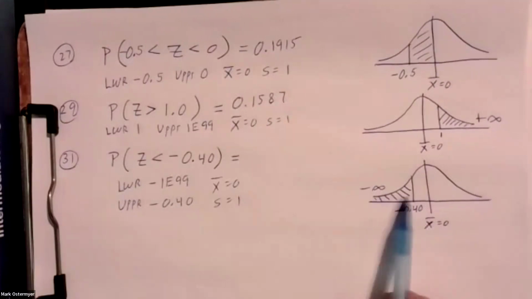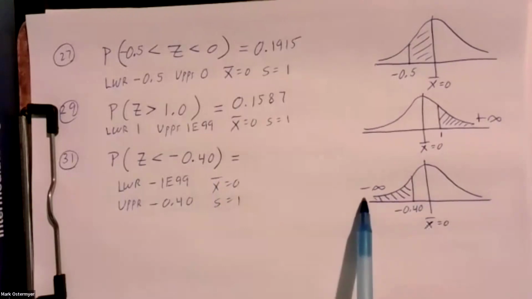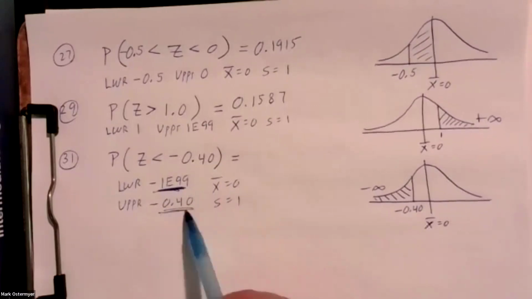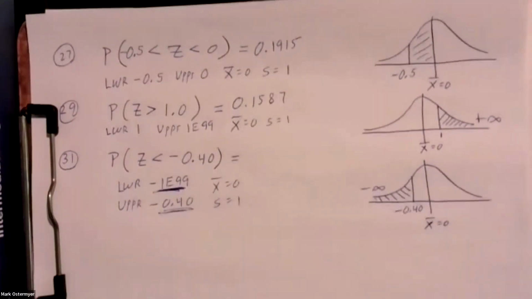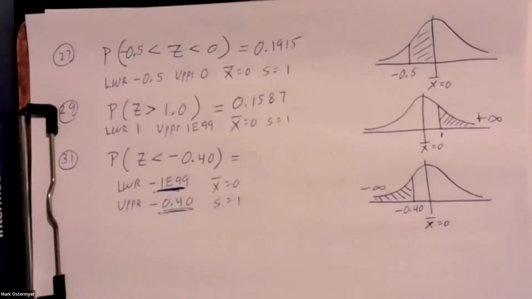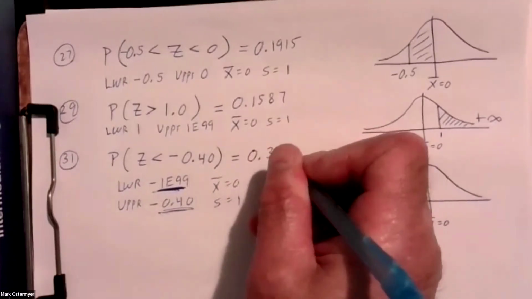Now they want you to compute this area here, which is really the probability that Z is less than negative 0.40. The lower endpoint is negative infinity, so negative 1E99. The upper bound is negative 0.40. The mean and standard deviation are 0 and 1 respectively. Click on calculate and you get your answer. This probability here is 0.3446.